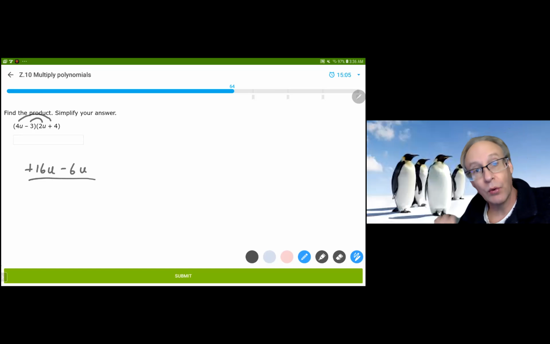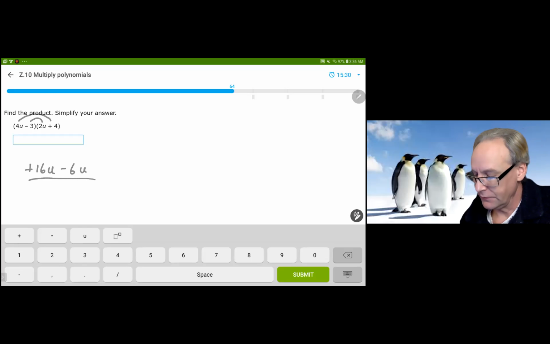The reason it's important that you do it in your head is so that you can factor. You don't know why you need to factor yet, but I absolutely guarantee that you are going to be a lot happier if you know how to factor trinomials. By factoring, what I mean is we're going to start with the answer, which in this case is 8u squared plus 10u minus 12.